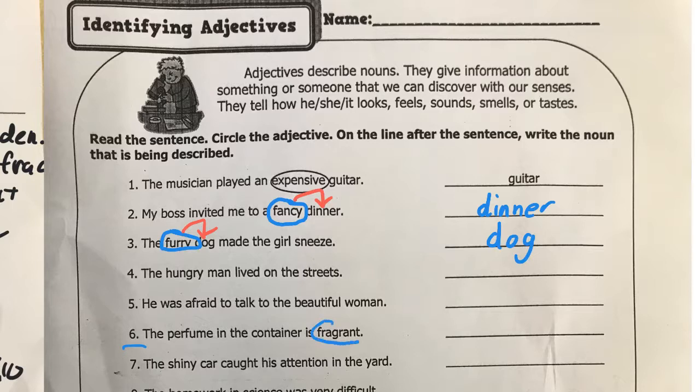Fragrant means it has a smell to it, and it's usually a pleasant or sweet smell. And what is fragrant? The perfume. So even though it's not beside it, all the way back there, the perfume is what's being described by the word fragrant. And I think that's good for this one.